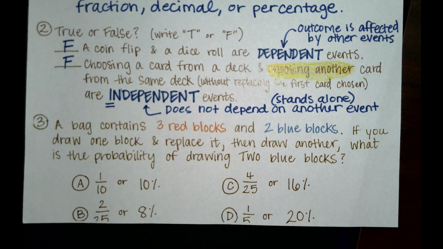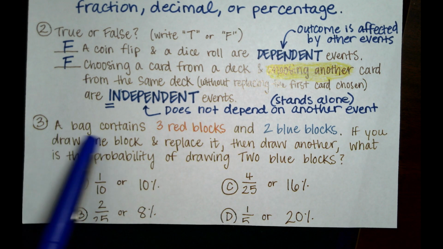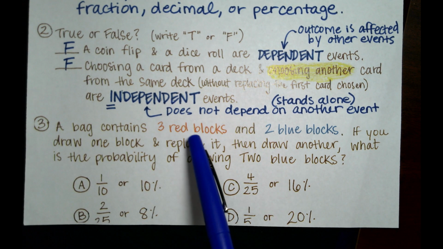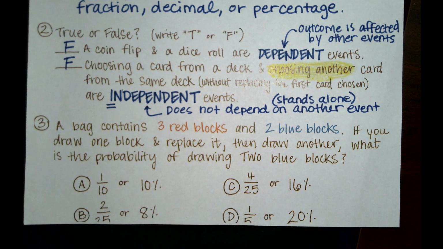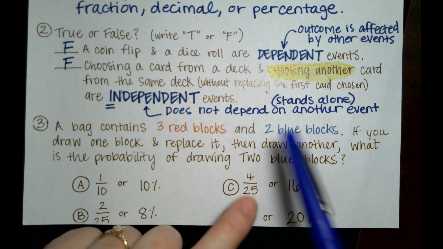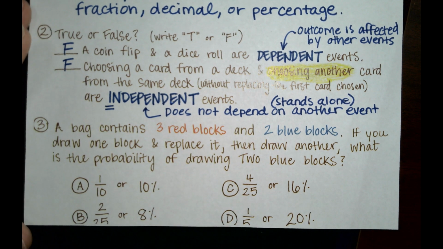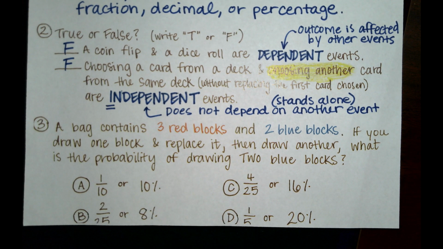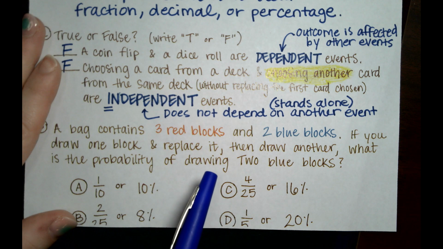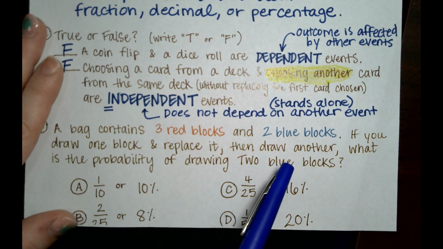Now moving on to number 3. I have a bag that contains 3 red blocks, and a bag that has 2 blue blocks. Now these blocks are all in the same bag. I asked, if you draw one block and replace it, meaning I take a block out of the bag and then I put it back before I do another, what's the probability of drawing 2 blue blocks?